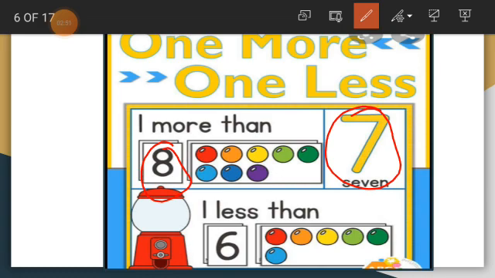Okay, now what is 1 less than 7? 1 less than 7 means you have to subtract one number from 7, like 7 minus 1. What is the answer? 6. 1 more means you have to add the one number, and 1 less means you have to subtract the one number. Is this clear now? Let's move to the next slide.